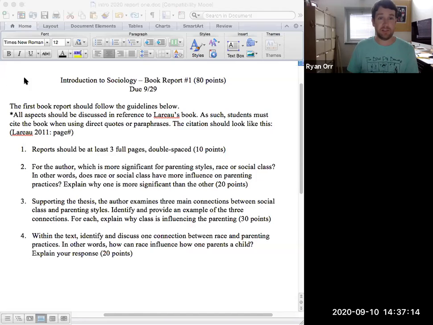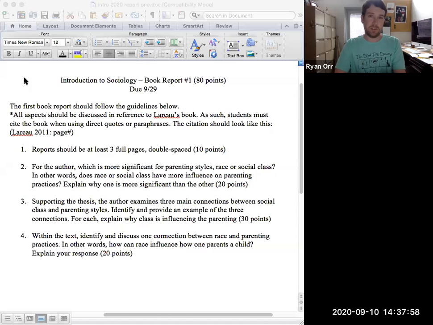So the report should be at least 3 full pages, double spaced. And as long as you're doing what I'm asking you to do, you should have no trouble at all reaching the 3-page minimum. If you go over, like 4 or 5, 6 pages, that's fine. Most students will go over 4, sometimes 5 pages with this specific report. So if you go over a certain amount of pages, don't worry about it. You only lose points when you don't meet the 3 full pages mark. So the first part here, looking at 2, 3, and 4, Part 2 basically is asking you to get into the thesis and explain it.